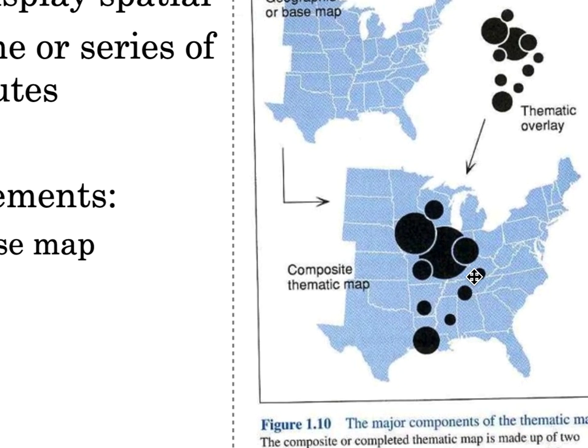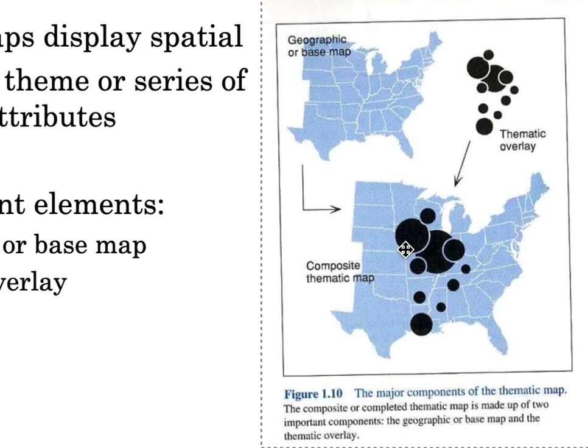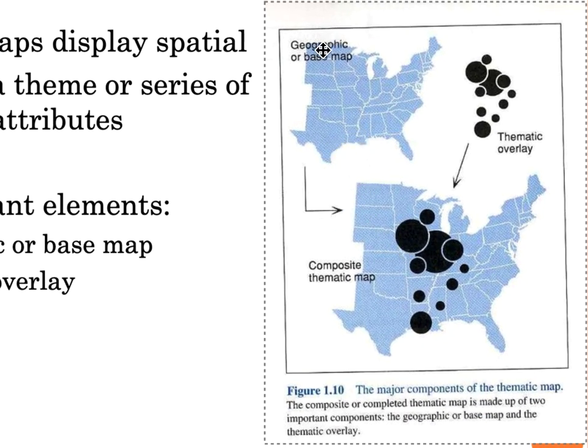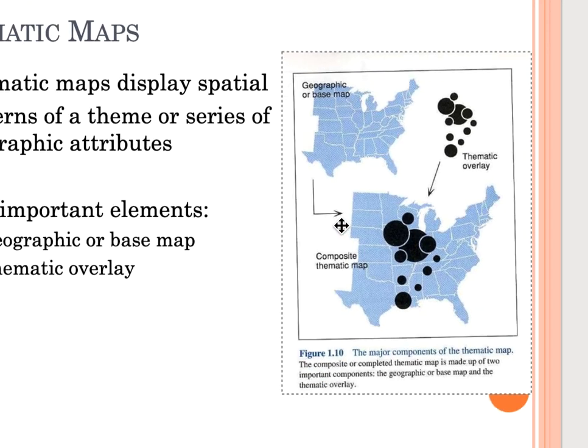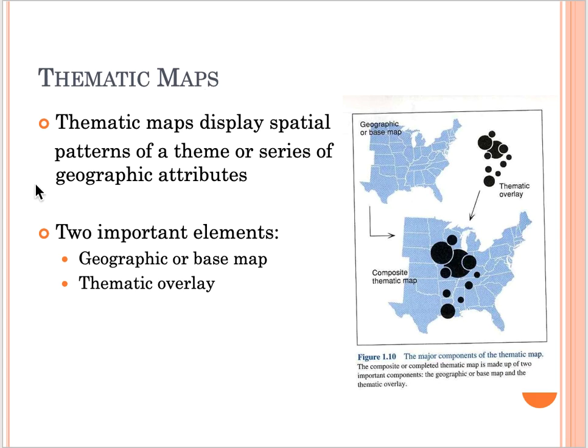We can see in this example that the blue is the geographic base map. Our geographic base map is the United States, whereas the different-sized circles are the thematic overlay. The circles are overlaid on top of the United States. So this is an example of a thematic map.